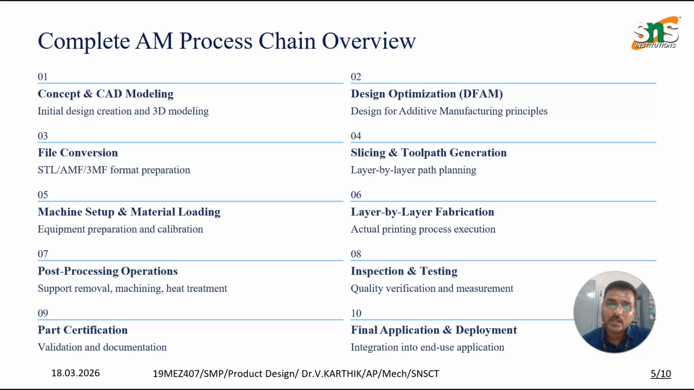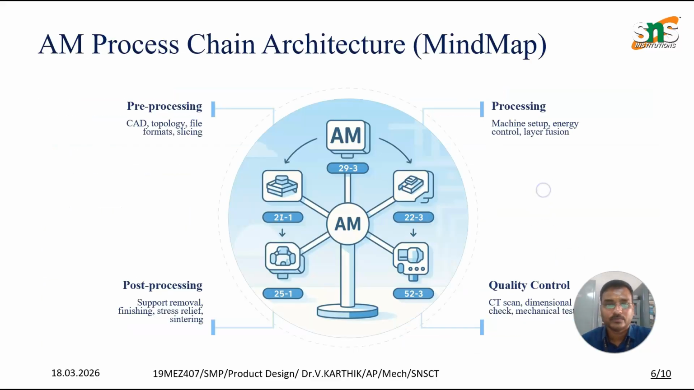And then inspections and testing, that is one of the important parts in the smart manufacturing and the AM process: quality verification and measurement. And then final applications and the deployment, where integration into end use applications. These are all about the 10 steps in the smart manufacturing system.